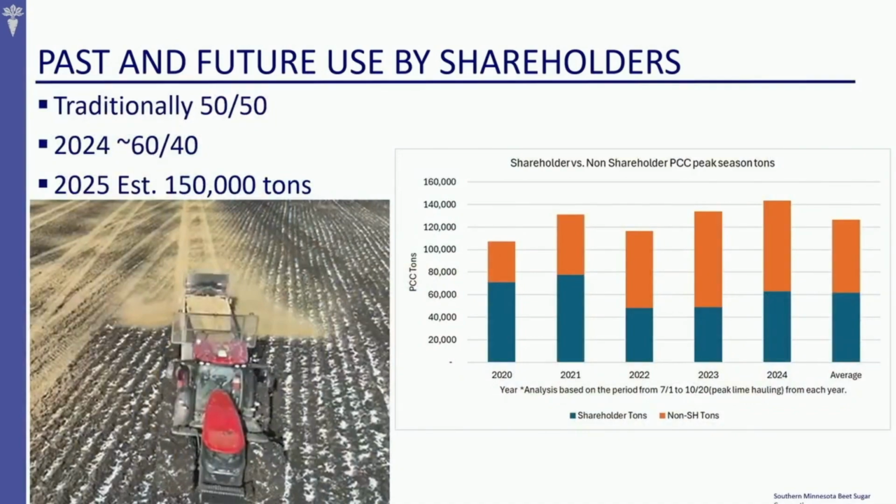Traditionally, our shareholders have received about 50% of our lime. We're starting to see a shift a little bit, whether it's because of this program or not. I think the value is there for shareholders to use this regardless of a $5 incentive. This next coming year, I expect to bump that number up quite a bit.